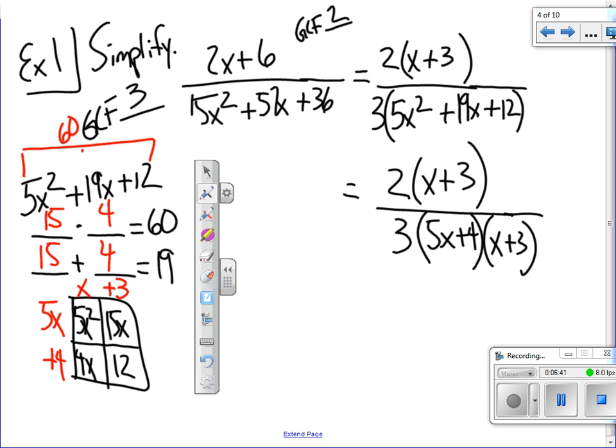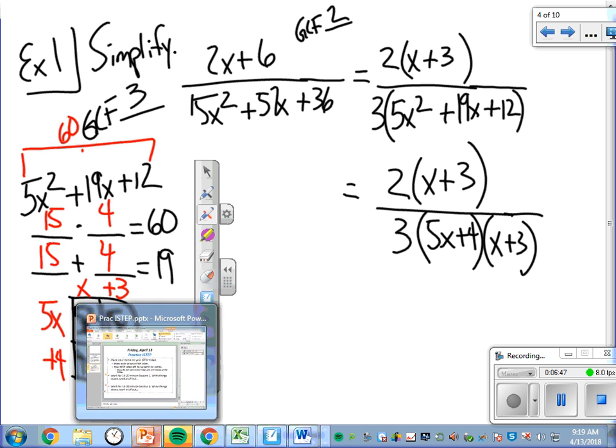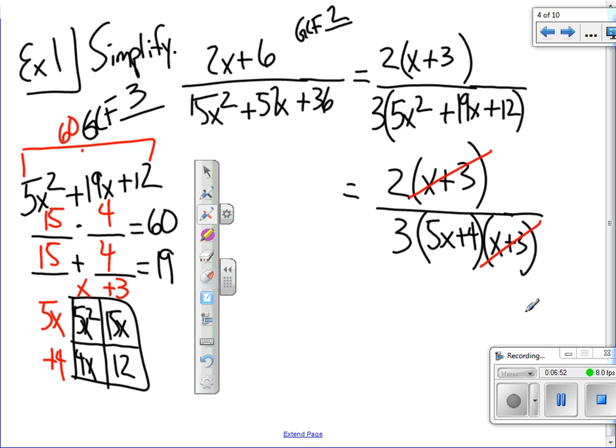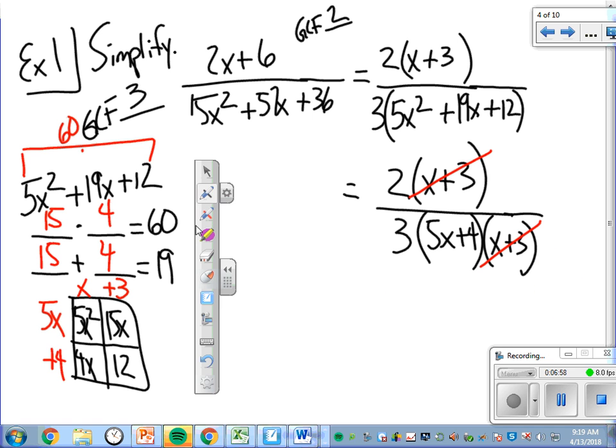Do we have anything that's in common between the upstairs and the downstairs? Please say yes. Please say yes. The answer is yes. What's common? What are the common factors? We have x plus 3, right? There's an x plus 3 in the upstairs. There's an x plus 3 in the downstairs. Shazam! That's all that cancels.